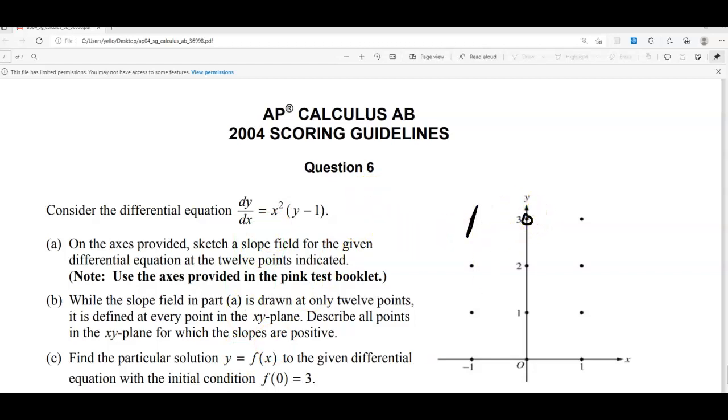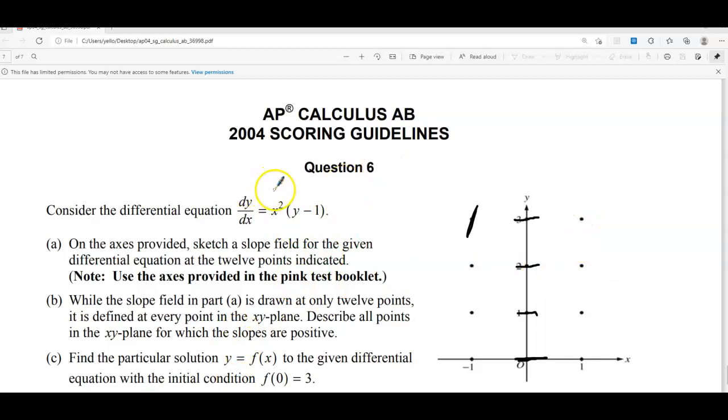For this point I would be plugging in 0 for the x and 3 for the y. And that whole thing's going to end up being 0, because anytime you multiply by 0, it's 0. And just to save ourselves some time, that same thing's going to happen here and here and here, because anytime the x value is 0, that's going to cause your slope to be 0. So we can save ourselves some time there and just copy that fact on all those other places. Let's take a look at the next one.